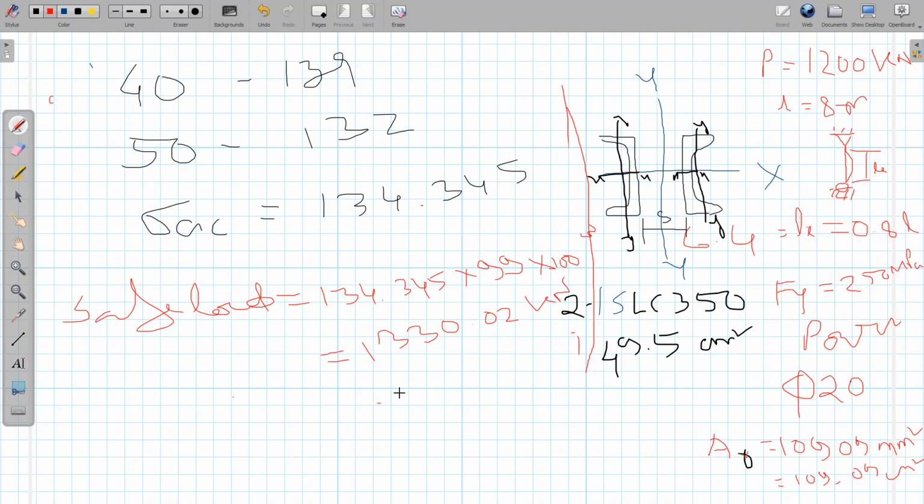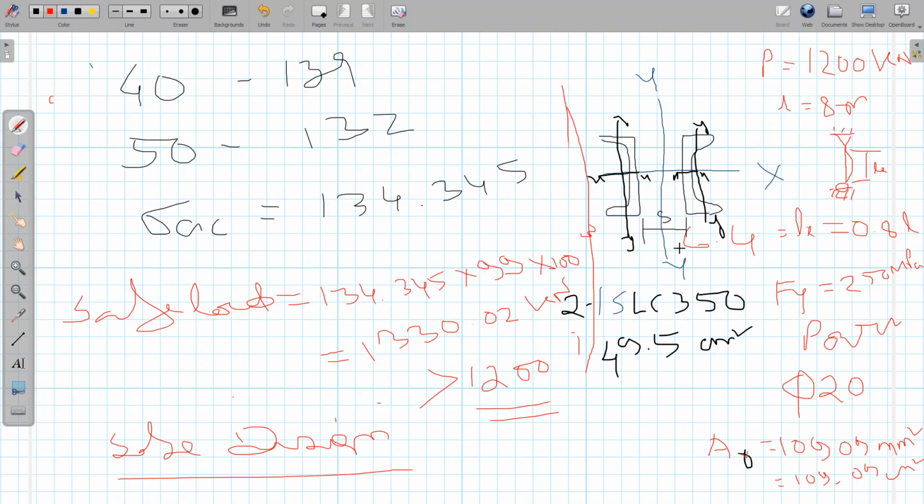Okay, so our design load was 1200. We got a safe load of 1330 kilonewton. We can say it is approximately very close to 10%. So we can say it is a safe design. The design is safe, we can accept it.